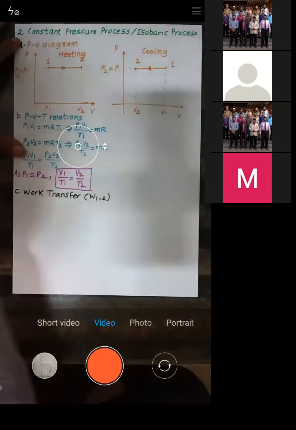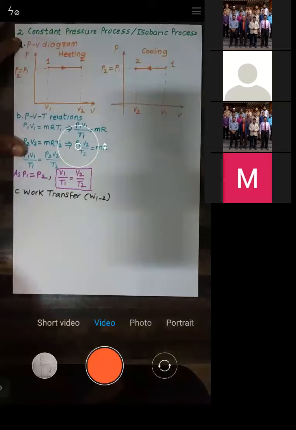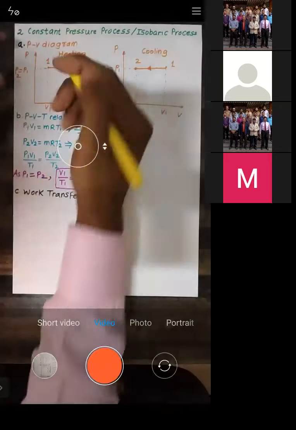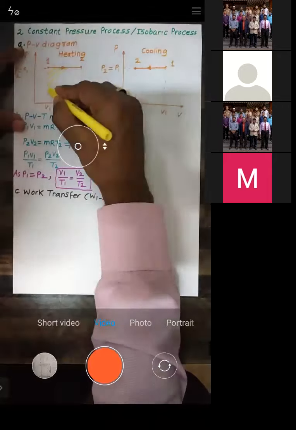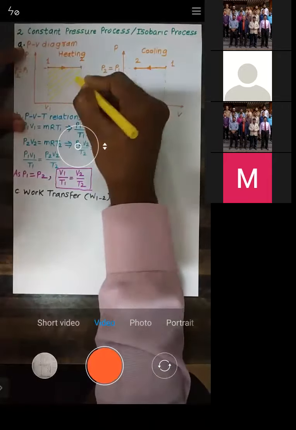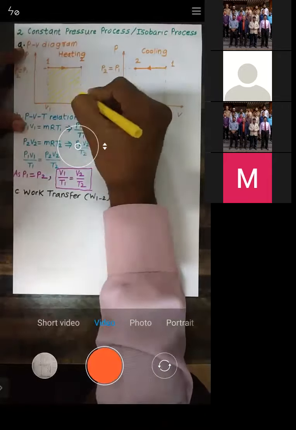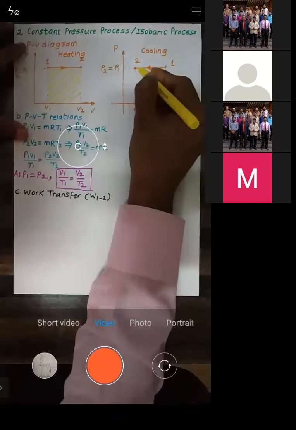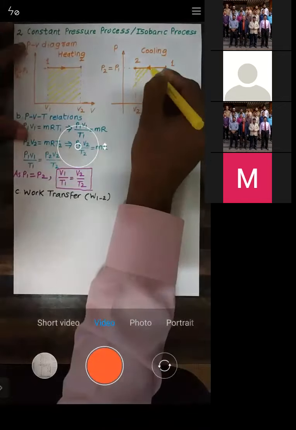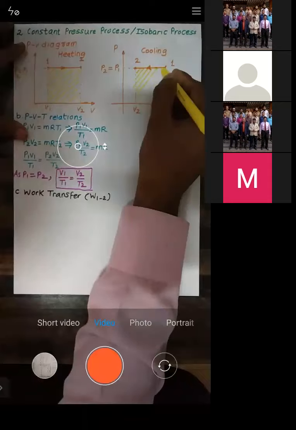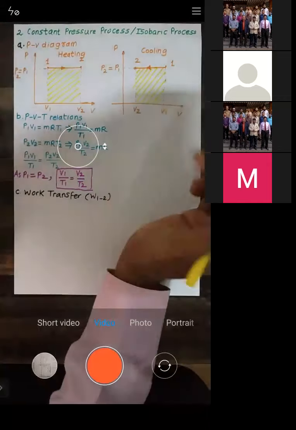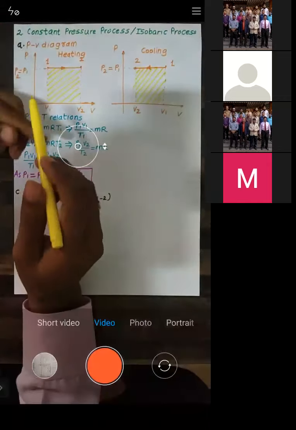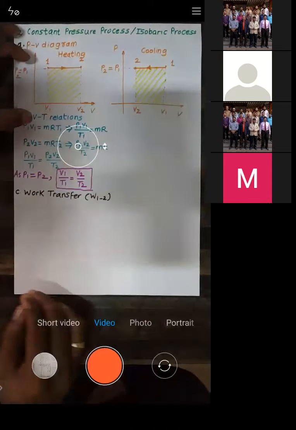So if I highlight the area which is coming below the process, this is the area, right? Similarly, this is the area below the process. If you are able to calculate the area, then that area will give you the work done. So this area is nothing but work done. How will we calculate the area?